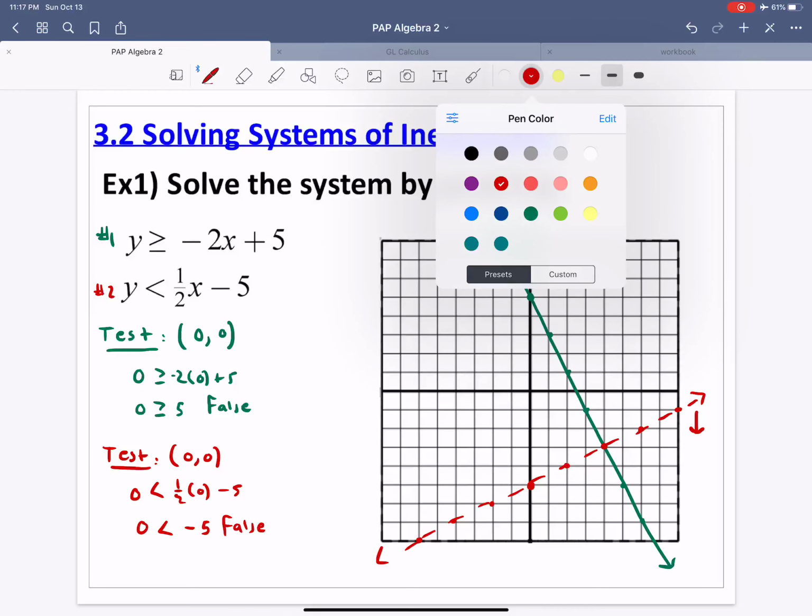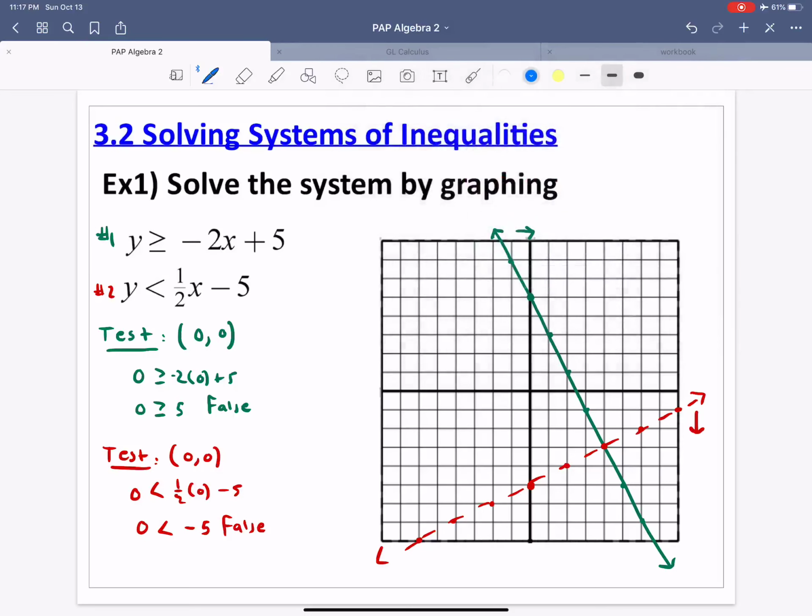So then what you look at here is you've got two lines that are being shaded. The green line's being shaded to the right, and the red line's being shaded down below. So the section of that graph that would be overlapping would be this little section right here.